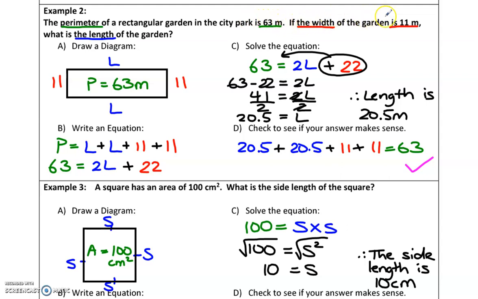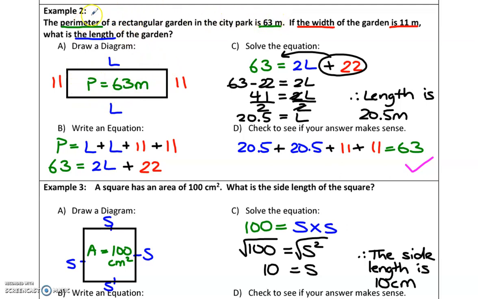If the width of the garden is 11 meters, what is the length of the garden? So we're going to go through steps in order to figure this out. Now, the first thing I want to do is draw a picture. So when they say rectangular garden, I drew a rectangle right here. All right, and they told me the perimeter is 63 meters.